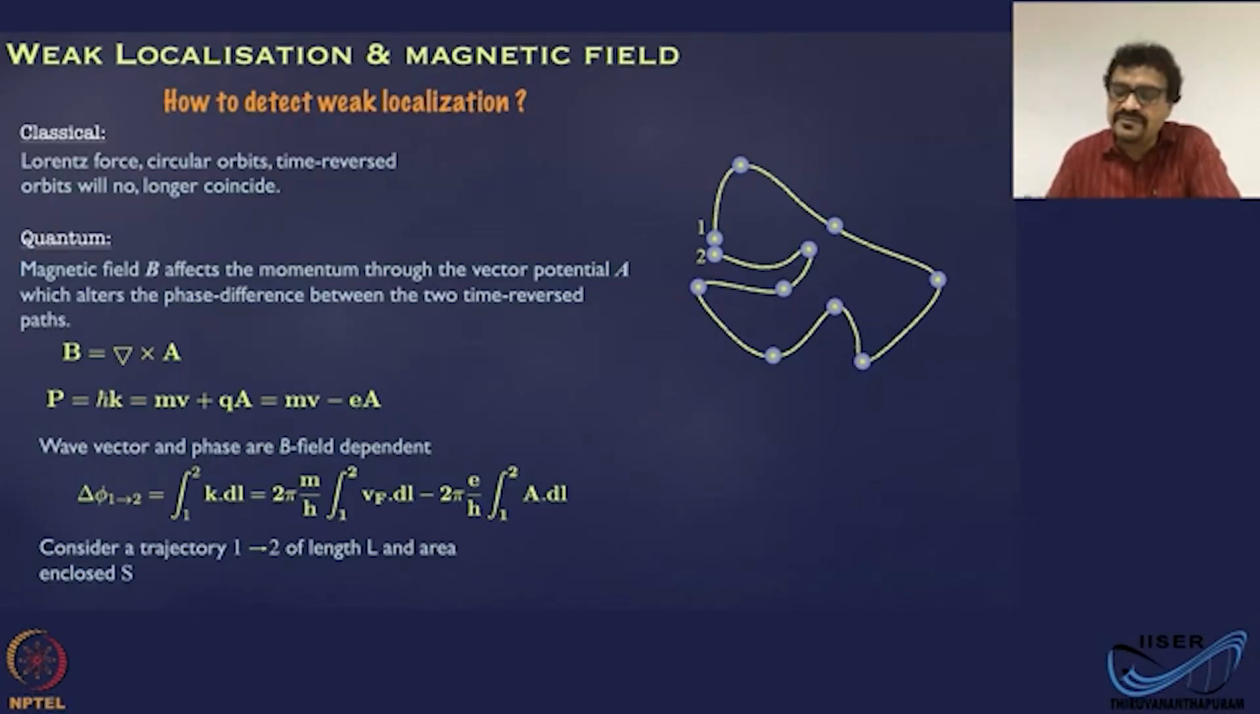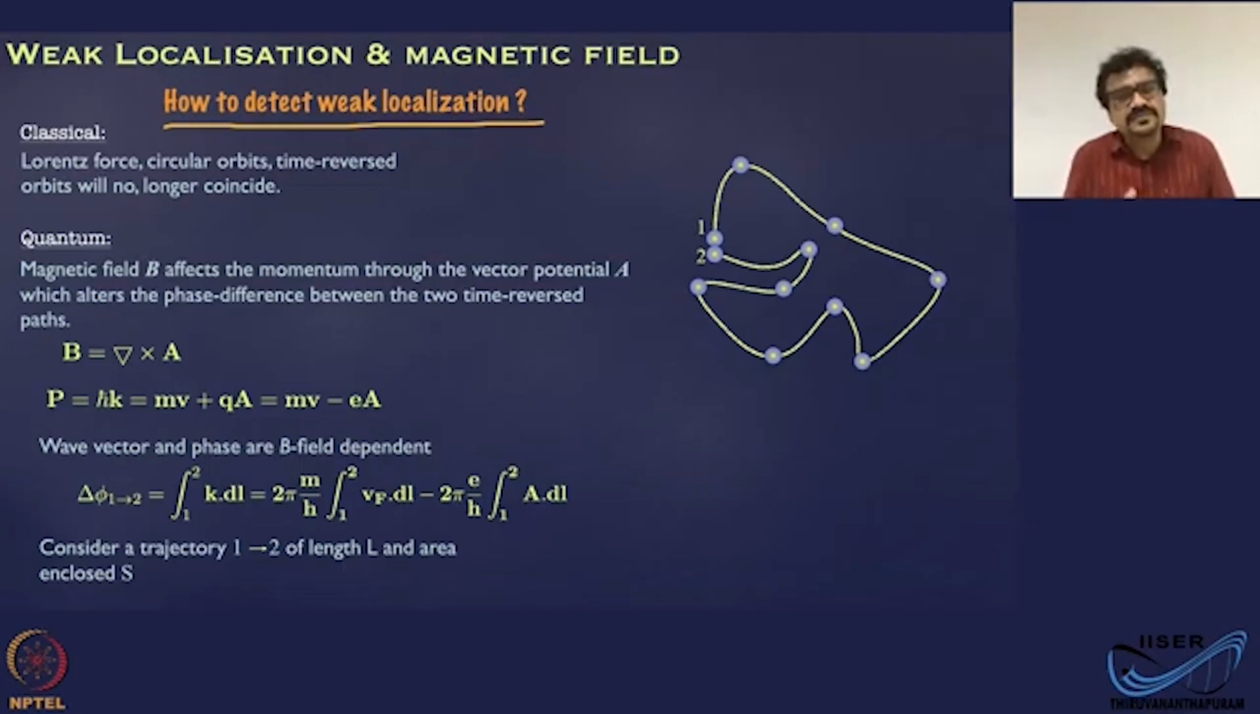So when you apply a magnetic field, that is the recipe we have to detect it. Classically, you cannot think of such a situation, because if you apply a magnetic field, the particle gets deflected in the opposite direction when the velocity is reversed. Forward propagation has one k vector and reverse propagation has another k vector, but they get deflected in opposite directions, and those paths don't coincide at all.